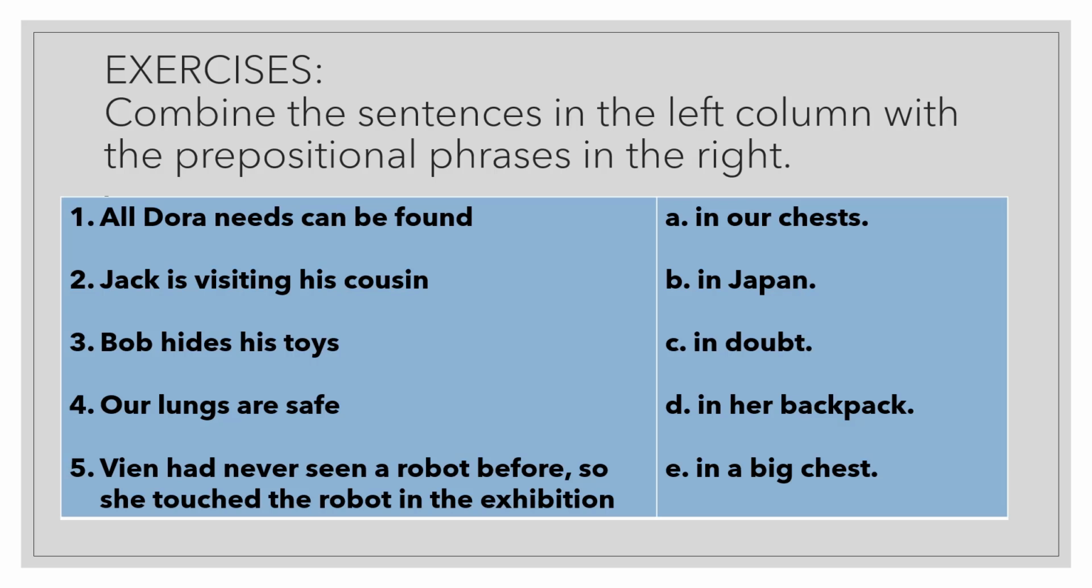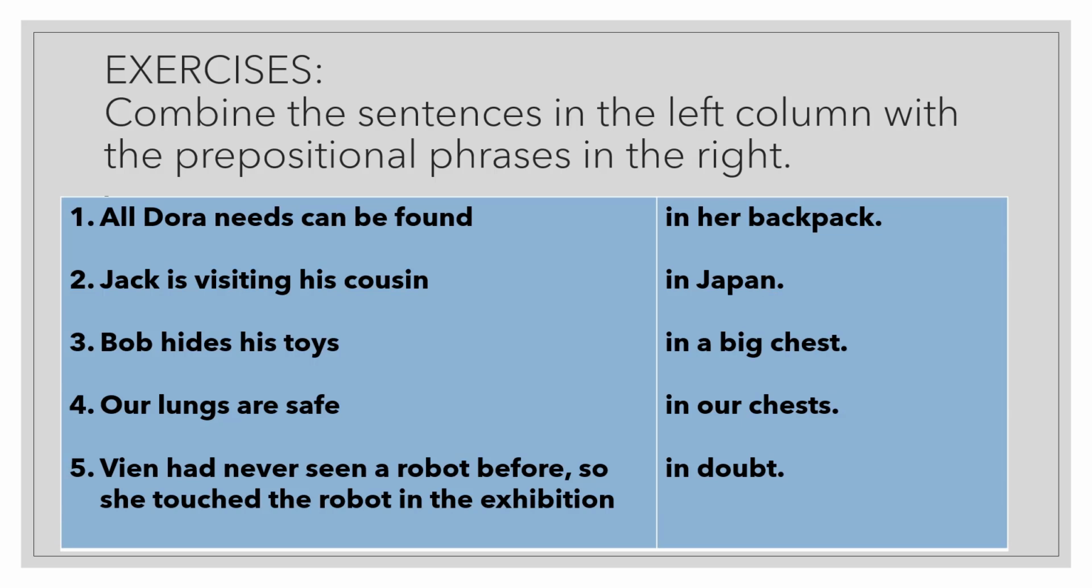5, Fian had never seen a robot before, so she touched the robot in the exhibition. And the options are A, in our chests, B, in Japan, C, in doubt, D, in her backpack, E, in a big chest.